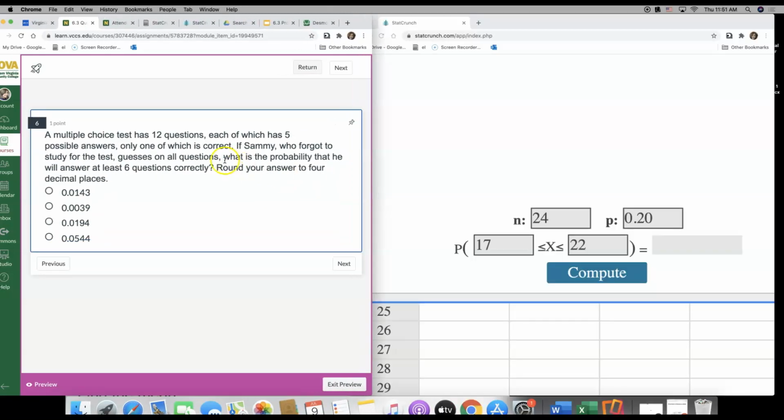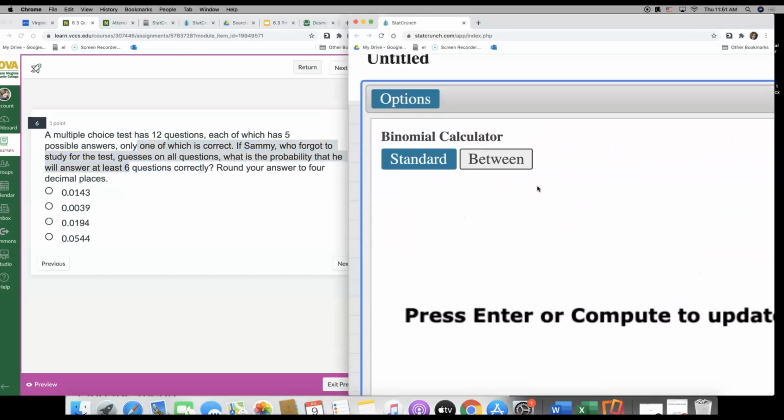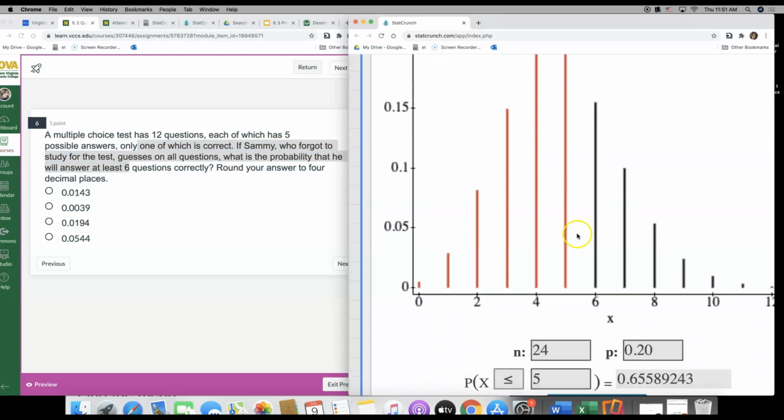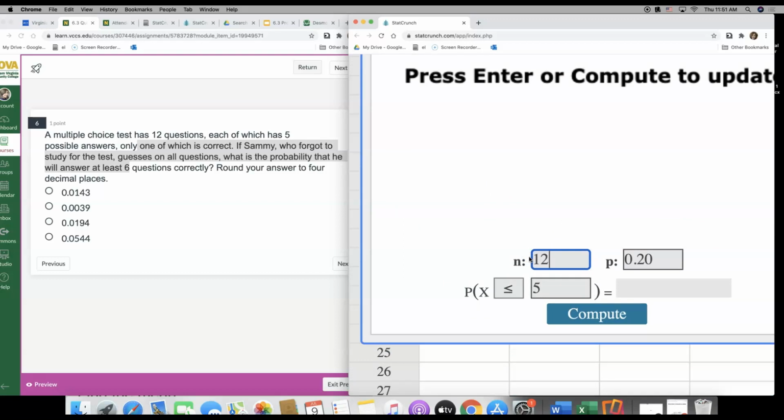Let's keep reading. Only one of them is correct. If Sammy, who forgot to study for the test, guesses on all questions, what is the probability that he will answer at least 6 questions correctly? I'm not going to use the between calculator here. Let me go back to the standard binomial calculator. N is 12 because it's a 12 question test.